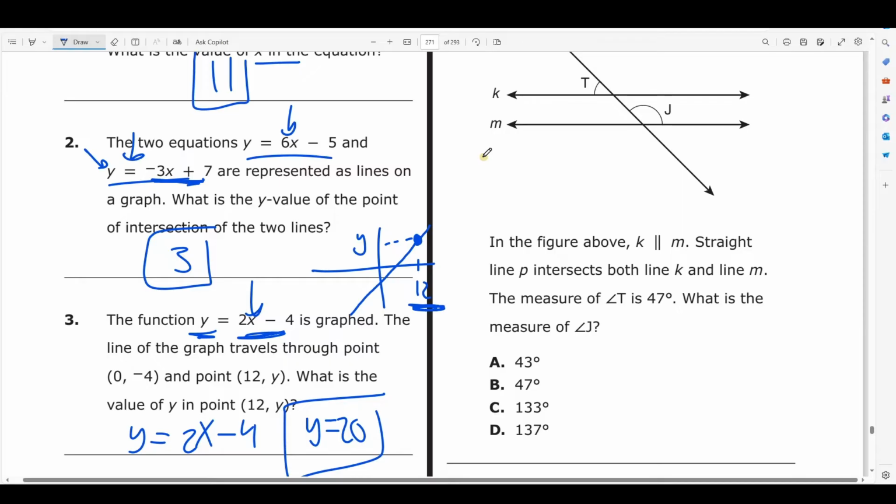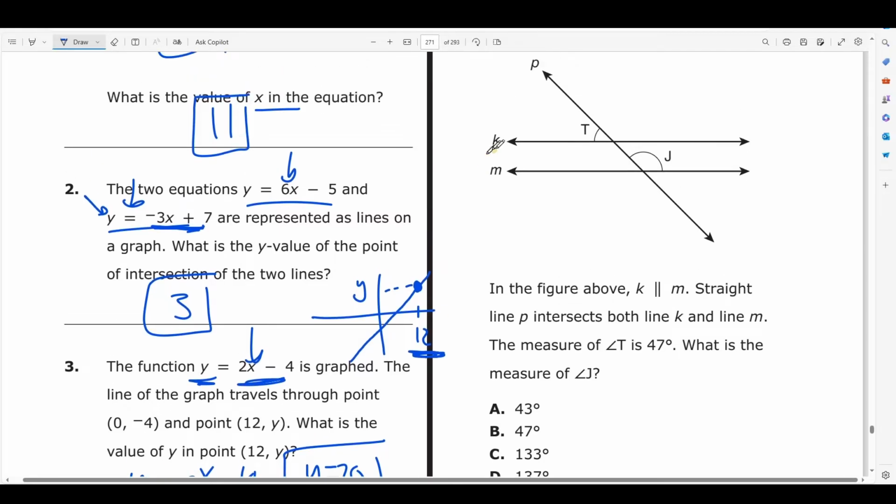In the figure above, they're parallel. Straight line P intersects both line K and line M. The measure of angle T is 47. What is the measure of angle J? This is a formula, not a formula, but a rule that you need to figure out on the SHSAT. Whenever you have this situation, where you have two parallel lines and something is intersecting them, there's a special relationship between the angles.